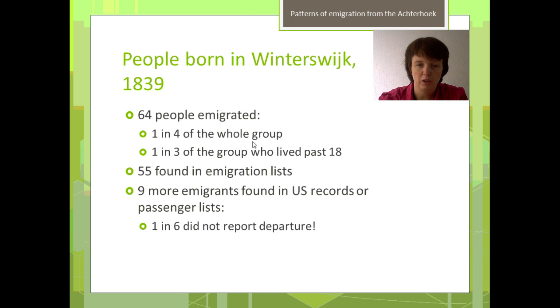So they were the people who registered their departure with the authorities. But because I was trying to find out what happened to each and every one of those 270 people, I found 9 more in US records, especially the census records. I found several. I don't know if this holds true in general, but 1 in 6 in this group did not report their departure. So probably there are many more people in other years as well who did not report their departure. So I think it's safe to say that probably around 10% or so should be added to the emigration lists.